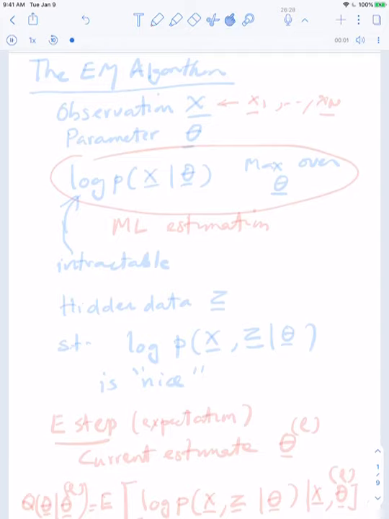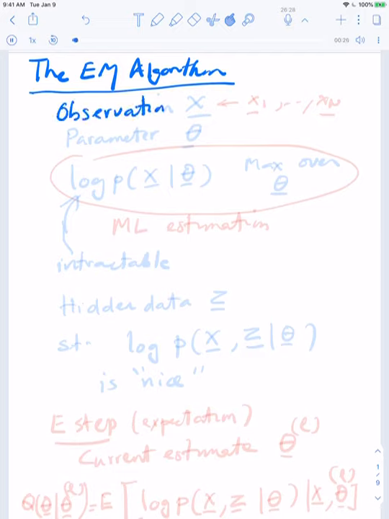Okay, so now let's talk about the EM algorithm and its specialization to Gaussian mixture parameter estimation. The EM algorithm is something that requires some creativity to apply to any given situation, but it's a general framework. So let me state the general framework. It's for basically trying to do ML estimation.